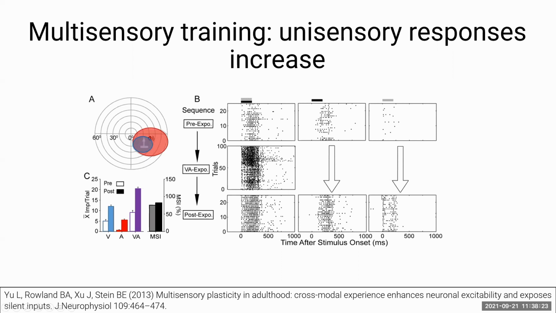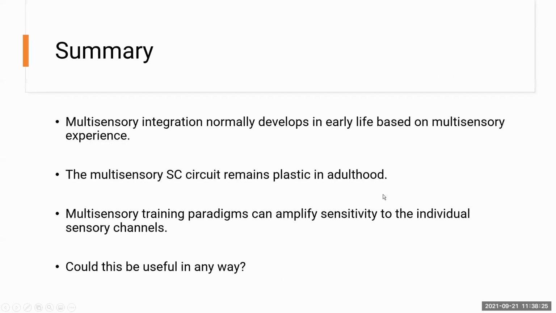Okay, so just to summarize all of that, multisensory integration normally develops in early life based on multisensory experience. But that plasticity you have in early life, although it extends into adulthood, the conditions for driving that plasticity change. So a normal environment is no longer sufficient. You need special training paradigms in order to elicit this plasticity.